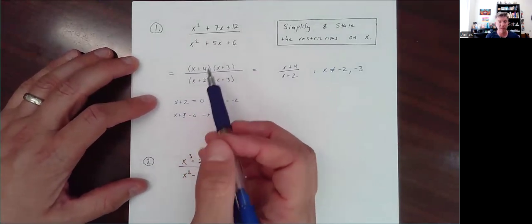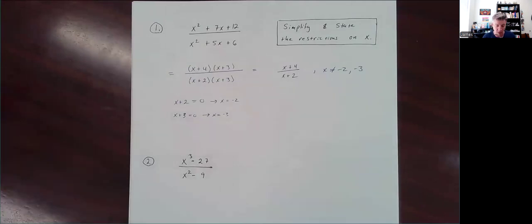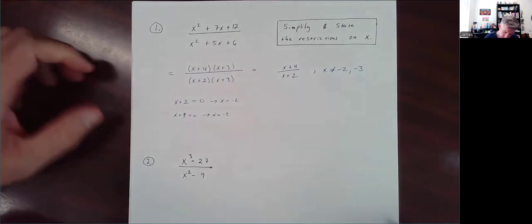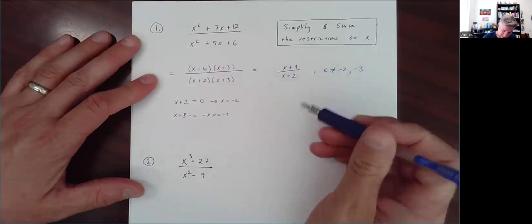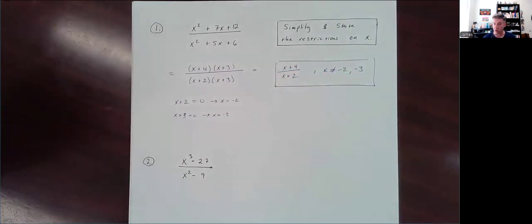You get 0 divided by 0, and 0 divided by 0 is an indeterminate form. It can actually be any value. So 0 divided by 0 is a problem we'll deal with in calculus. For now, it's just we can't finish the problem. So -2 and -3 have to get excluded from the domain, or the restriction on x.